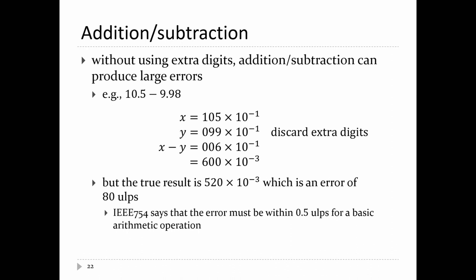So if I don't have extra digits, I can't satisfy the standard. No extra digits, 80 ulps of error. I have to be within 1/2 an ulp. That's 160, I'm off by a factor of 160, which is not good. Okay, so what's the solution?